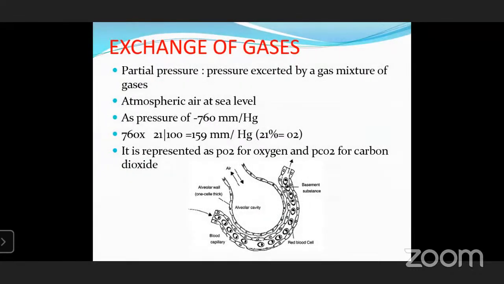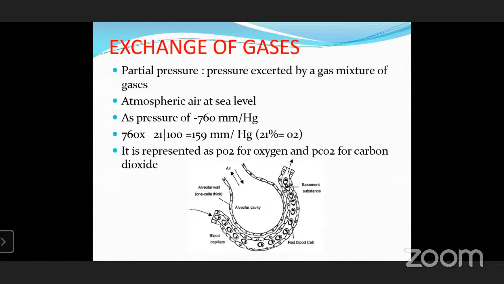The exchange of gases, this is very important for the examination. In the exchange of gases, the alveoli are the primary sites. How does the exchange of gases take place in the alveoli? The alveoli are covered by simple squamous epithelium. It is a thin layer.